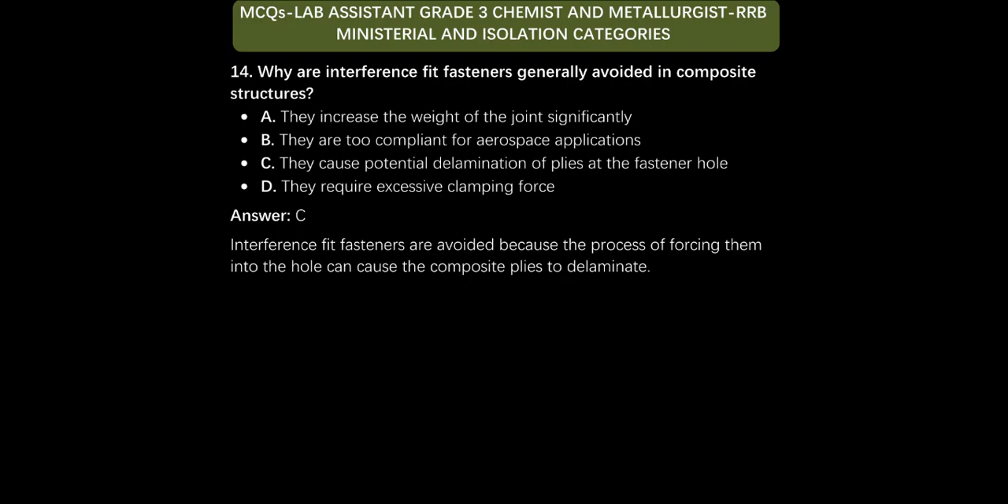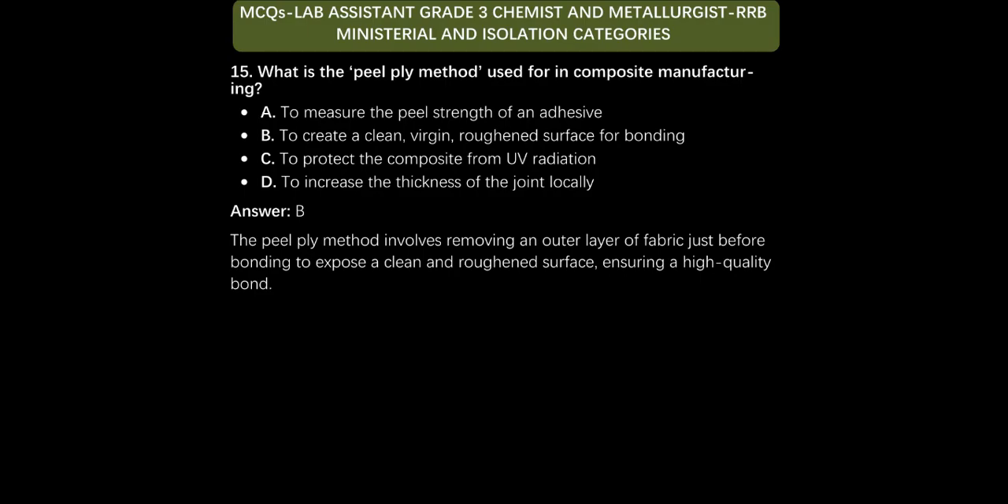Why are interference fit fasteners generally avoided in composite structures? Option C. They cause potential delamination of plies at the fastener hole. What is the peel ply method used for in composite material manufacturing? Option B. To create a clean, virgin, roughened surface for bonding.